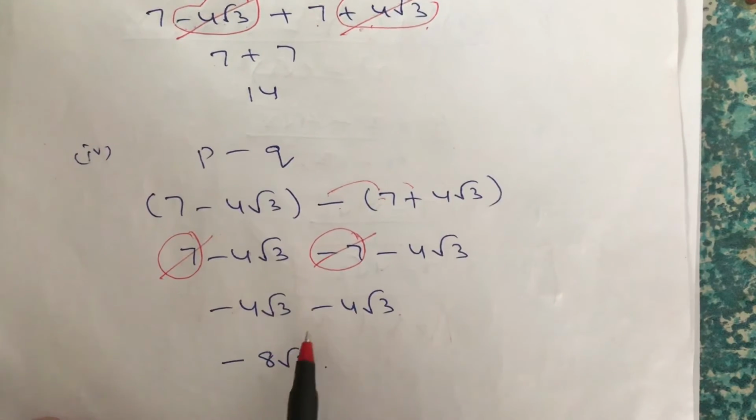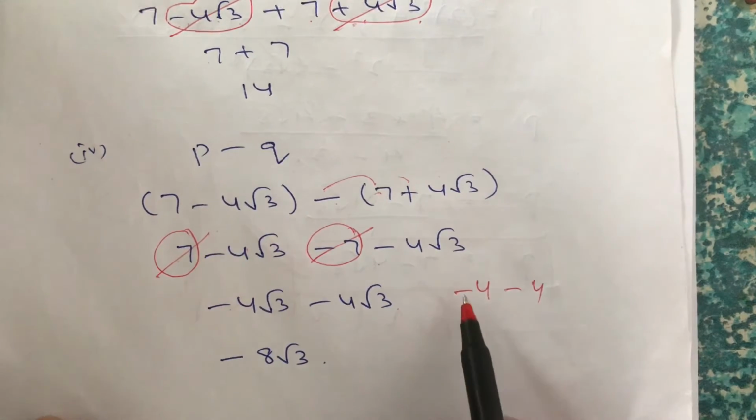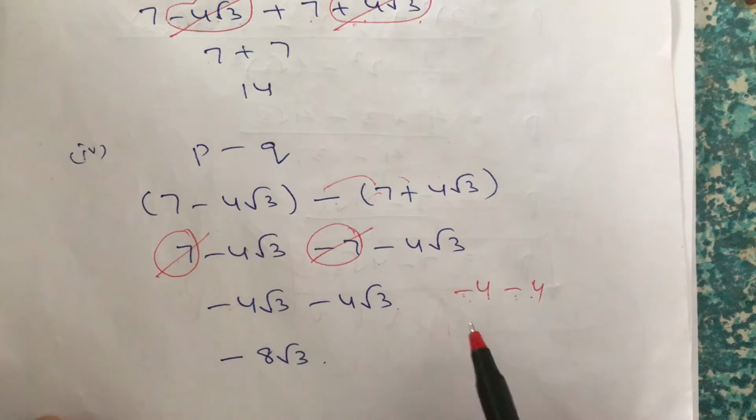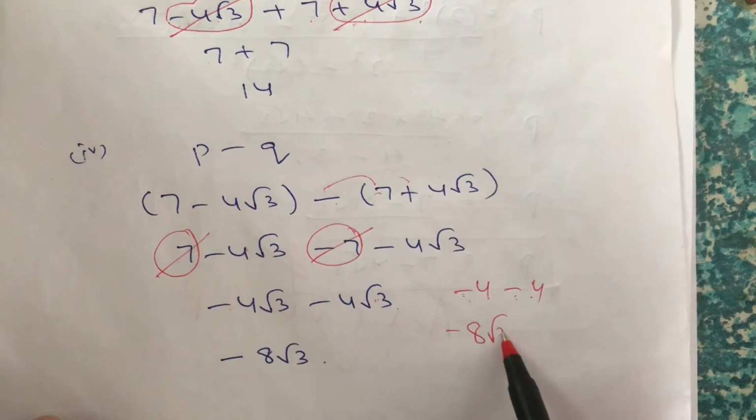So now how do I solve this? When you're adding them, just ignore the root 3. Just imagine that the root 3 is not there. So just imagine minus 4 and minus 4. What will happen? The common sign comes in the answer, that is minus 8. Okay, and then the root 3 was there in both of them, so we write root 3 in the answer also.